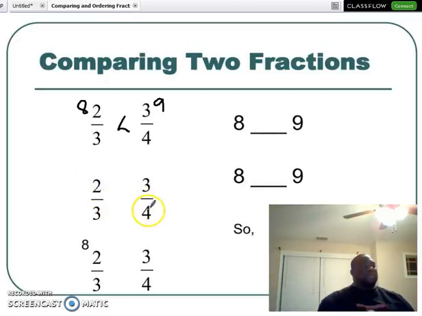Now let's try this one. It's the same thing. 2 times 4 is 8. 3 times 3 is 9. So we know it's less than. And the same thing with here.